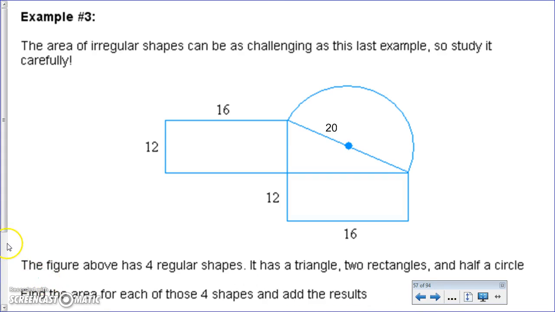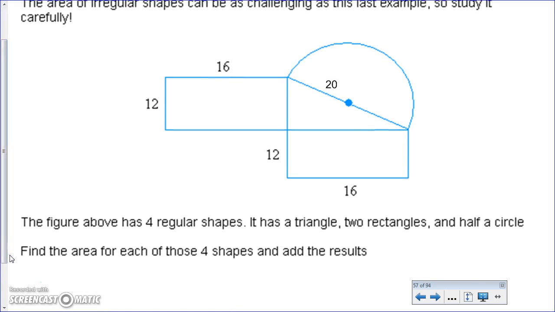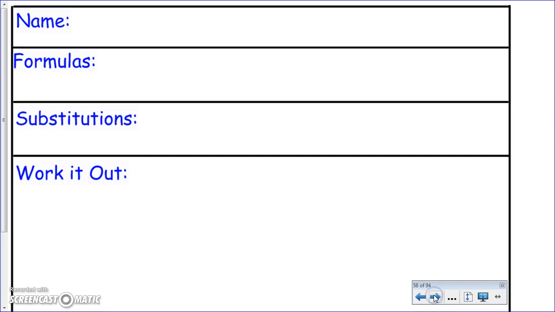All right, the figure we're looking at here has 4 different shapes. It has a triangle in the middle, 2 rectangles on the bottom and the left, and half a circle to the right. So we need to find the area of each of those 4 shapes and add the results. So again, we're going to use the chart we worked with yesterday. So the first thing you need to do is write out the names of the 4 shapes.